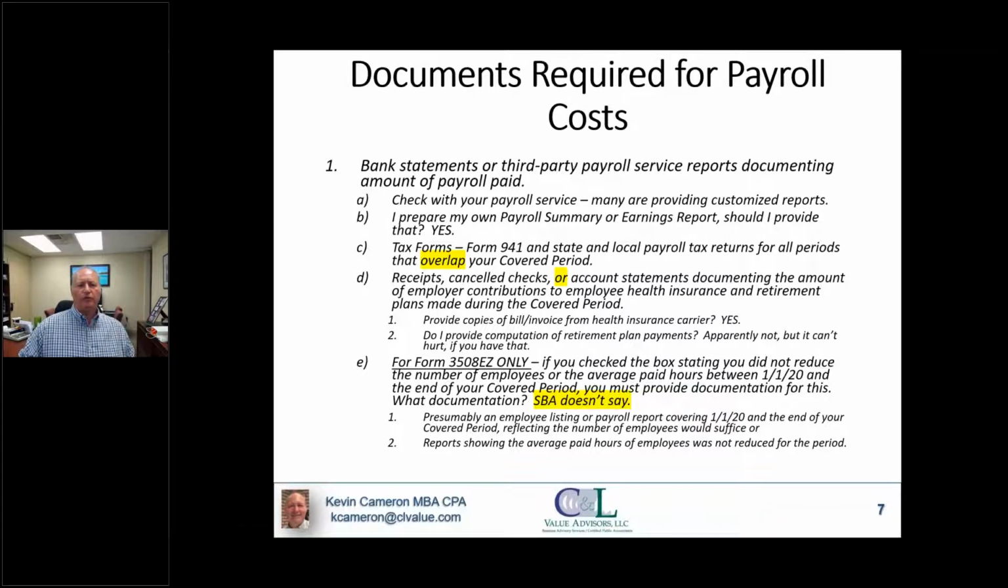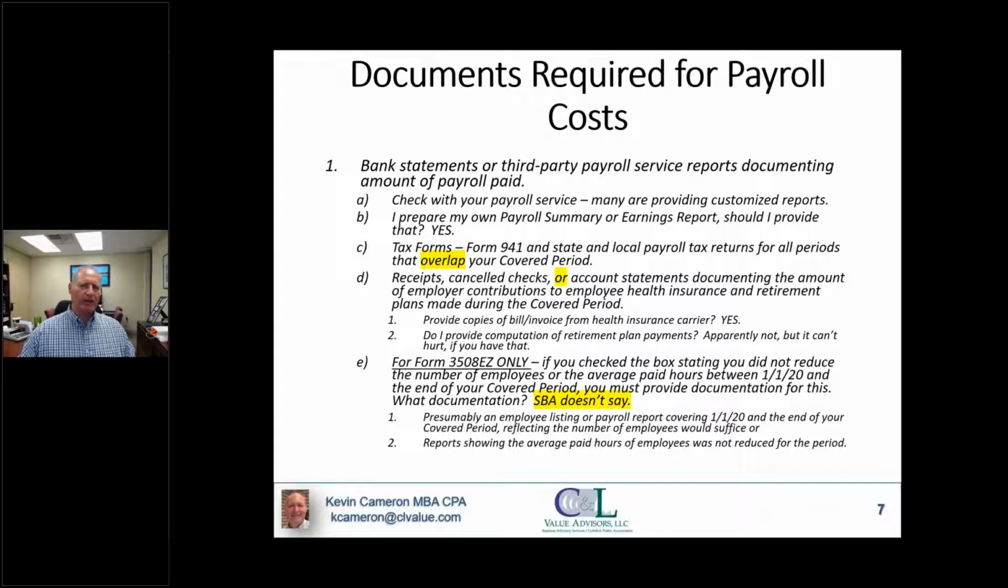They do say that you need to provide the payroll reports. So like your Form 941, your state unemployment tax return for the period or the quarter that your covered period fell in, which could be 2 quarters, it could even be 3 quarters, depending on how many weeks are in your covered period. You're going to want to provide those for any periods that overlap. So if your covered period overlaps 2 quarters, you're going to include both quarters in the payroll reports.